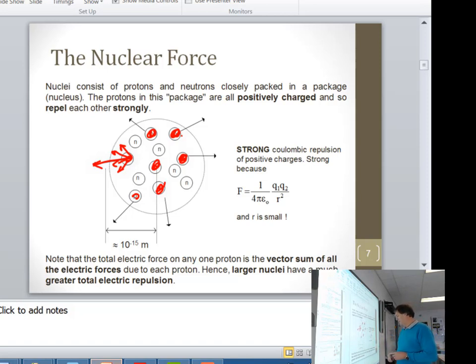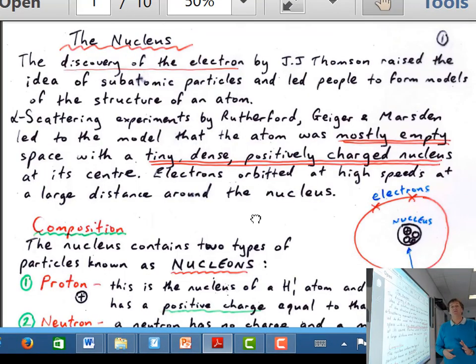Okay? So it was proposed that there was a strong force actually holding these together that acted between the nucleons, a strong force. And because it was in the nucleus, they called it the nuclear force. Okay? So the nuclear force has some key properties here. So let's have a look at this strong force.